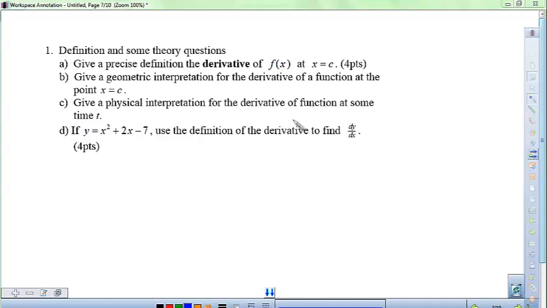We're on to the second part of the review. We have the definitions and theory questions, and the first one is a definition of the derivative. So let's figure this out. And, well, let's write it out over here.